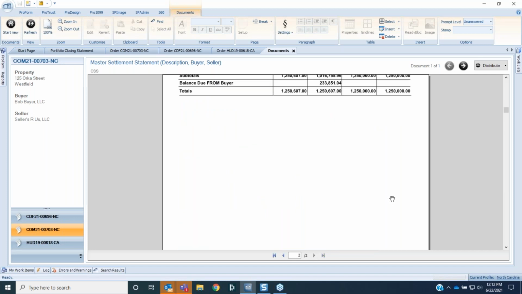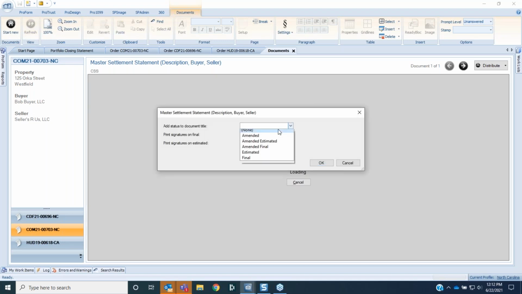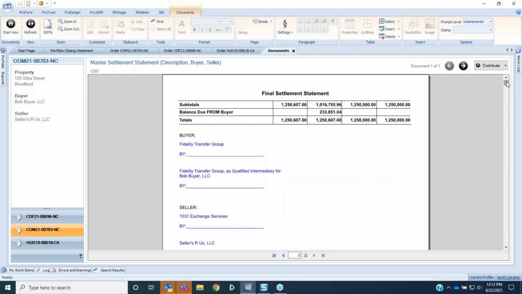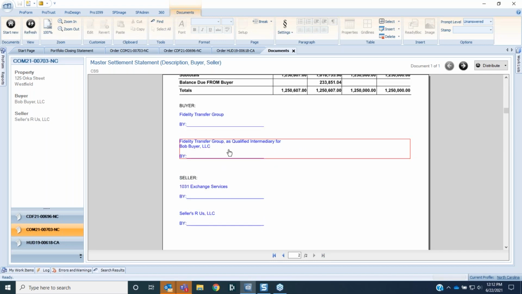And I'm going to go back to my signatures. I didn't print my signatures. Let me refresh and check that off. Let's say this is a final, signatures on final. Put up my signatures, and then here's my signature section at the back. Maybe I want my QI to sign along with my buyer and seller. If I don't, I would just uncheck that box and not have that QI sign off on the document. Again, what's nice about this type of transaction in SoftPro Select is that it is extremely customizable.